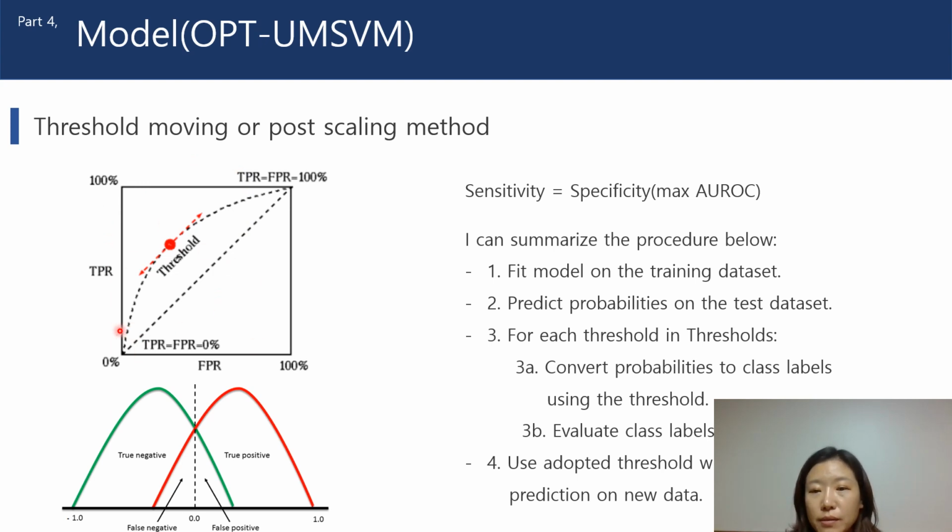I can summarize the procedure like this. First, fit the model on the training data set. Second, predict probability on the test data set. Third, repeat the following for several threshold points. Finally, use the adapted threshold when making class predictions on the test data.